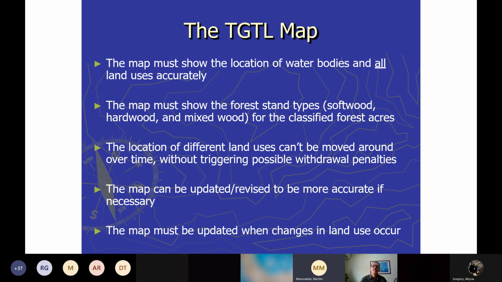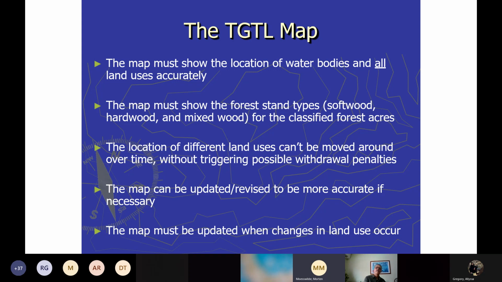A couple more comments about the map itself. It's one of the required elements of a written forest management and harvest plan. It has to show where water bodies are, and it has to show what the different land uses are. It does need to show where the different forest stand types are, at a minimum, softwood, hardwood, and mixed wood. Some foresters will use a more differentiated typing system, but those, at least softwood, hardwood, and mixed wood, need to be shown on your map.